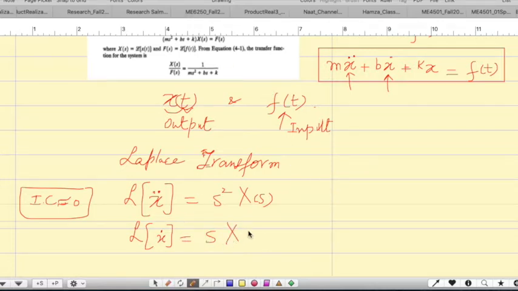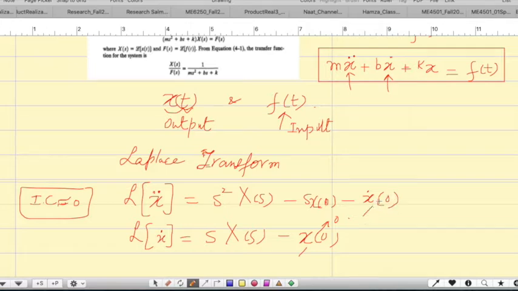So s X of s, and another general term is x of 0. I'm not writing down this term, so let me write it down here. This is 0. This is x of 0 minus x dot of 0, so this goes to 0 because initial conditions are 0. Velocity is 0, displacement is 0.